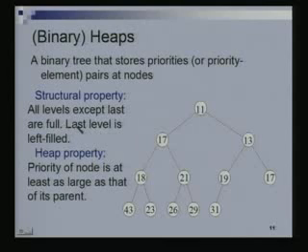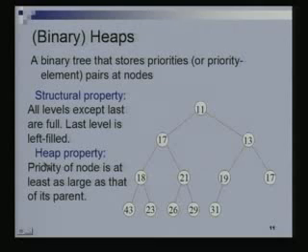So, all levels except the last level are full, and the last level is what we will call left filled, which means that all the nodes on the last level are as far left as possible. There could be 8 elements, there are only 5, but these 5 nodes would be the first 5 if I were to move left to right. So, that is the structural property of a binary heap.